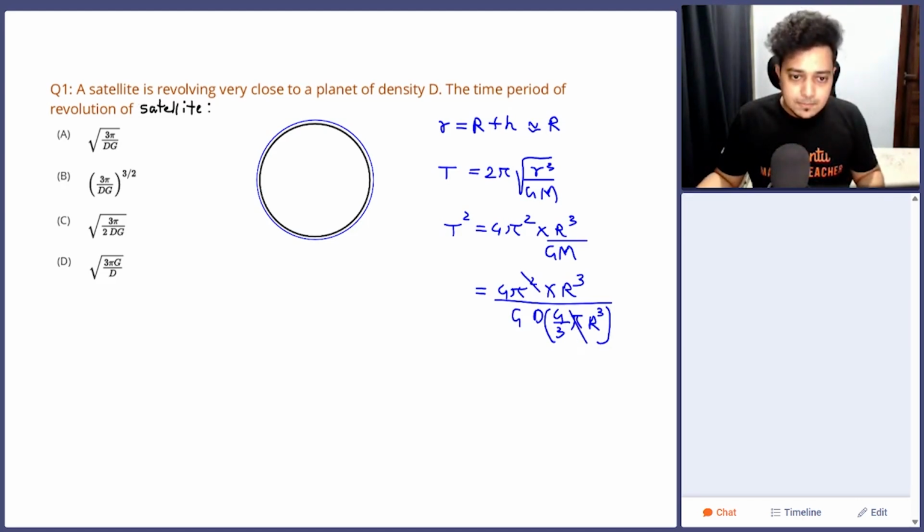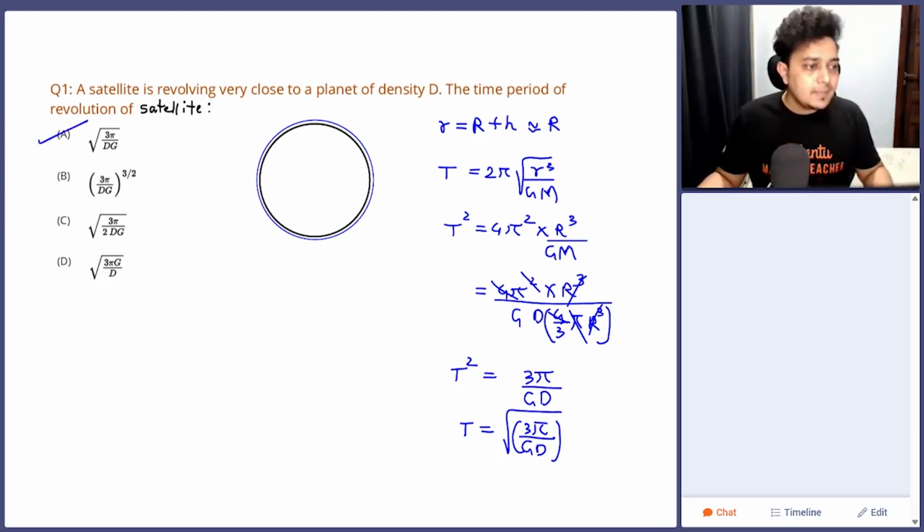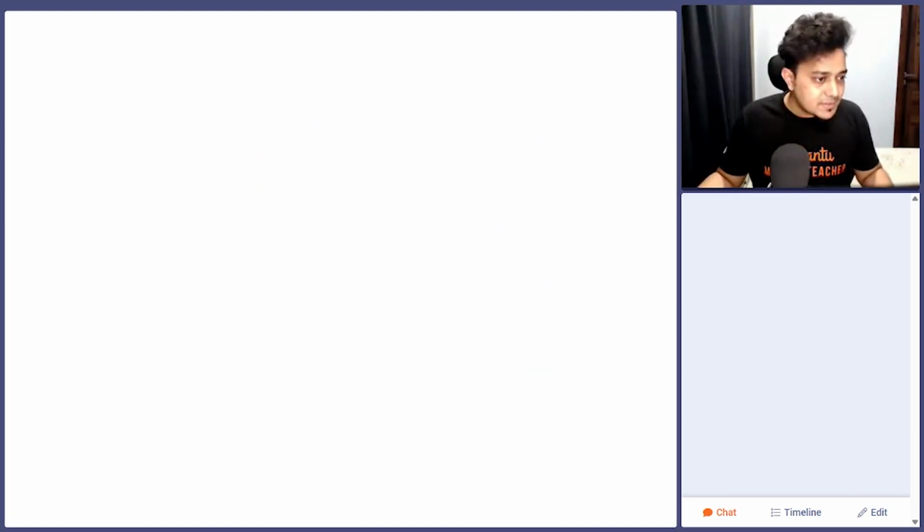So we can cancel pi. We can cancel 4. We can cancel r cube. Okay. So what are we remaining with? We have 3 in the numerator. 1 of the pi will be remaining. Then g and d in the numerator. Right. And this is equal to t square. We need t value. So we have to take square root. Okay. So 3 pi by g d raised to half or square root. So that will give you answer as option A. That is the correct answer. Okay. Let's go to the next question.